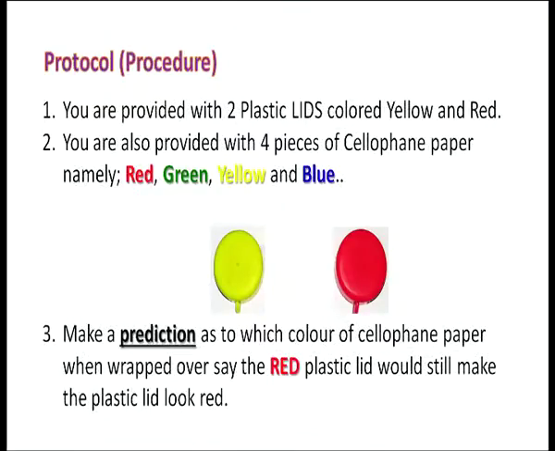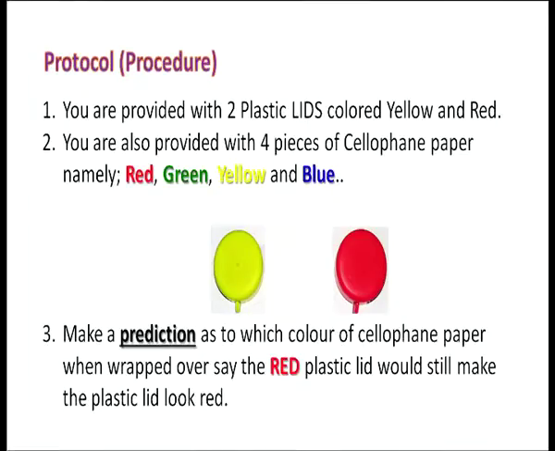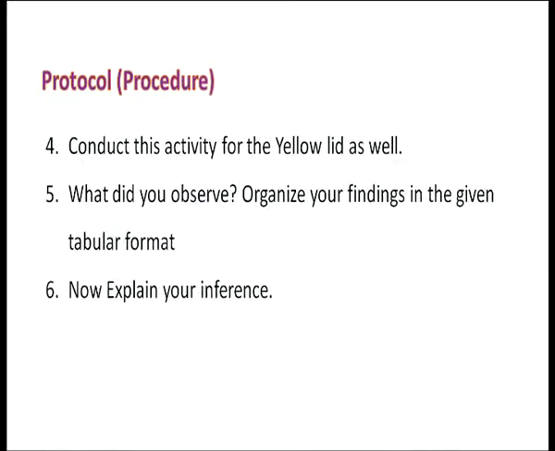As an example, I have a protocol and the procedure. You are provided with 2 plastic lids, colored yellow and red. You are also provided with 4 pieces of cellophane paper, namely red, green, yellow, and blue. You see the lids down there. Make a prediction as to which color of cellophane paper, when wrapped over, say, the red plastic lid, would still make the plastic lid look red. Conduct the activity for the yellow lid as well.